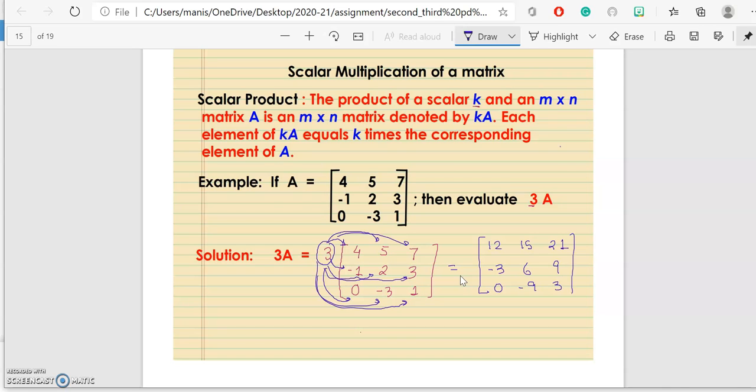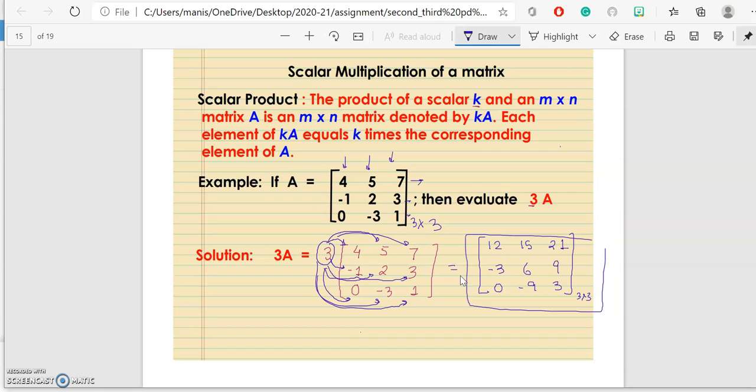And the order of this matrix is what? The order of the original matrix was 3 by 3, because I have 3 rows and 3 columns: 1 column, 2 columns and 3 columns. So my answer is 3 by 3.